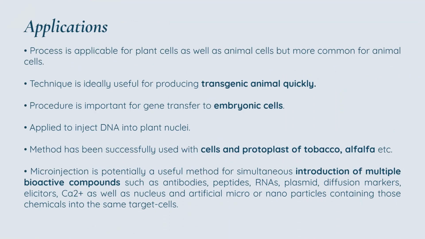Even so, it is not generally used for walled cells. Some plants have been successfully transfected using this method, for example tobacco, alfalfa. The process can be applied to plant cells as well, but animal cells are more preferred and more common in use. And transgenic animals can be quickly made, and this procedure is important for gene transfer into embryonic cells. It can be applied to inject DNA into plant nuclei, but it's not favored, okay.